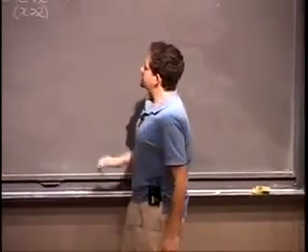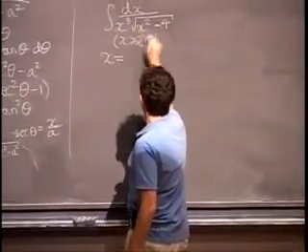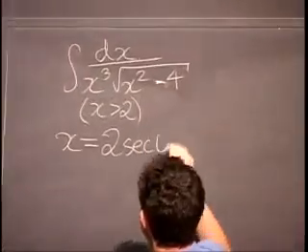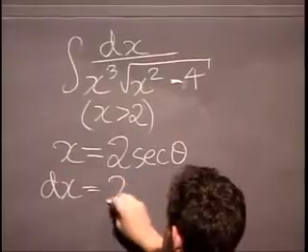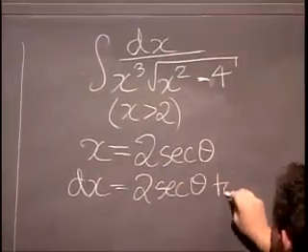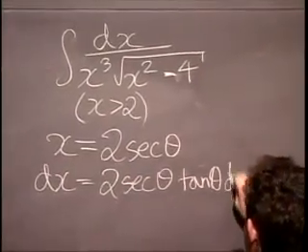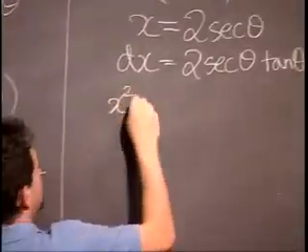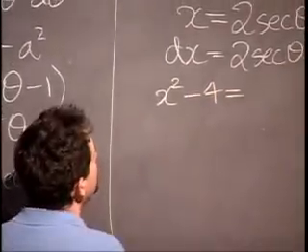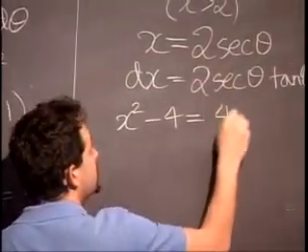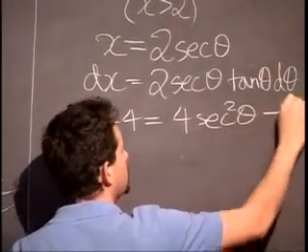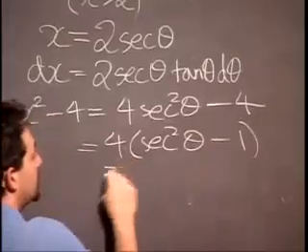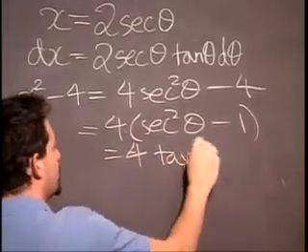I'm going to follow the prescription again. X equals, well, here a is the square root of 4, which is 2. So x is going to be 2 secant theta. dx, as always, got to find that. So the derivative of secant theta is secant theta tan theta d theta. And we're going to need to know what x squared minus 4 is. Well, that is 4 secant squared theta minus 4, which is 4 outside of secant squared theta minus 1, which is 4 tan squared theta.